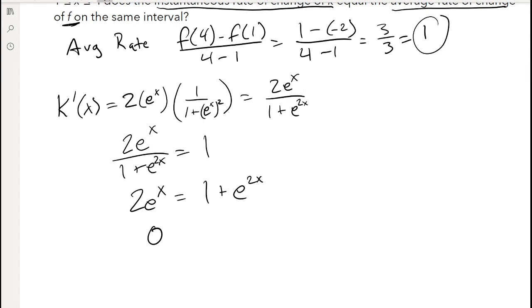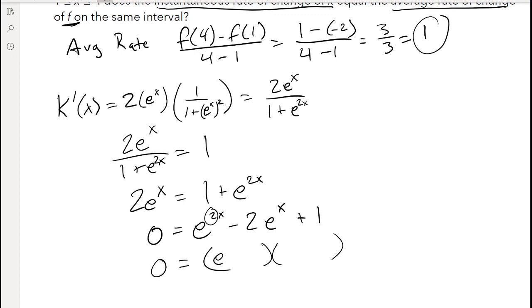Set this equal to 0, so subtract the 2e to the x over to the other side and write it from decreasing powers. So I would have here e to the 2x is my highest power, minus 2e to the x, plus 1. And what you need to see here is this is another form of a quadratic function. It's an exponential, but it's almost like a quadratic. This is squared, this is to the power of 1, and this is to the power of 0. So you could try to factor this, and this thing actually does factor when you guess and check. This factors out to e to the x minus 1 times e to the x minus 1.